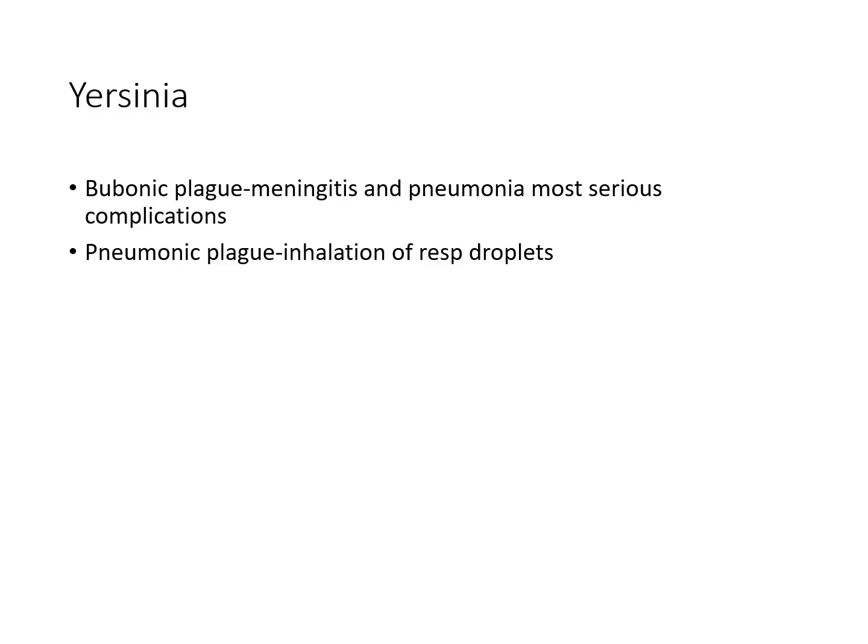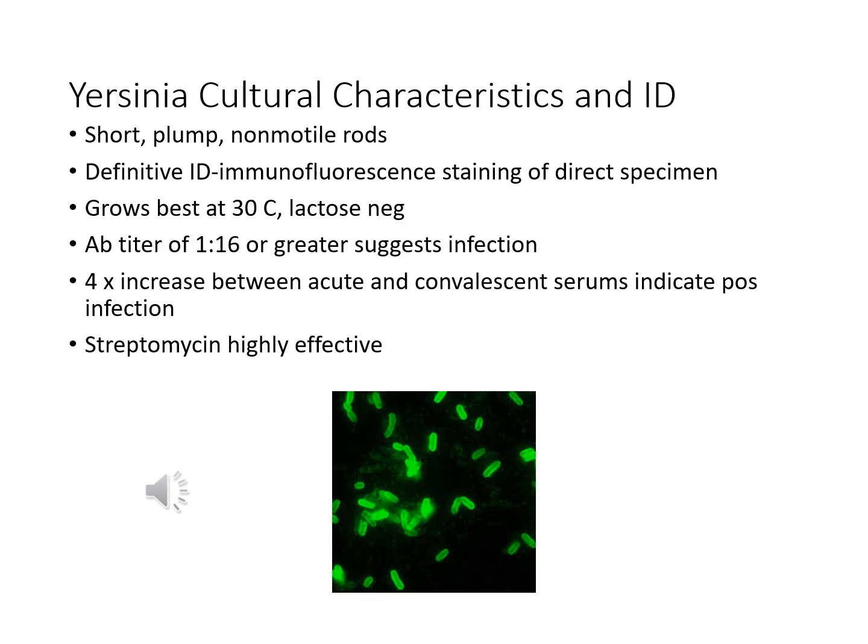If untreated, the infection can spread, causing septicemia, which is a blood infection, meningitis, which is infection of the meninges, and/or pneumonia, which is secondary pneumonic plague. Pneumonic plague can develop from bubonic plague through hematogenous spread. Pneumonic plague is contagious via respiratory droplets and can cause outbreaks. Yersinia will look like short, plump, non-motile rods.